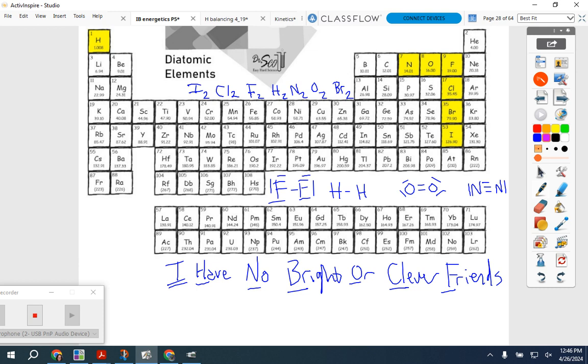You can also, if you're more of a visual person, you can remember that there are 7 of them. And 6 of them make the number 7 on the periodic table over in the corner there. And then you've got to add hydrogen. Okay? So these are our diatomic elements. Enthalpy of formation of any of these in its diatomic state is 0.